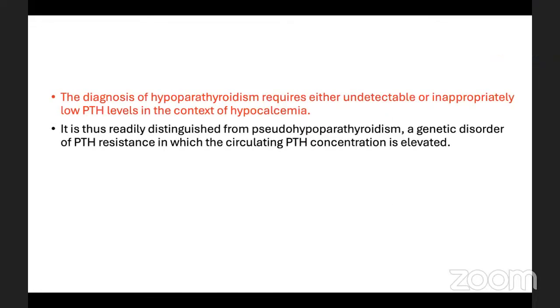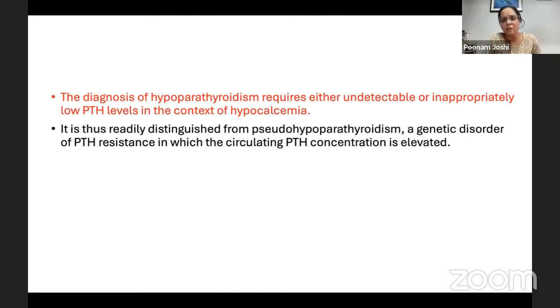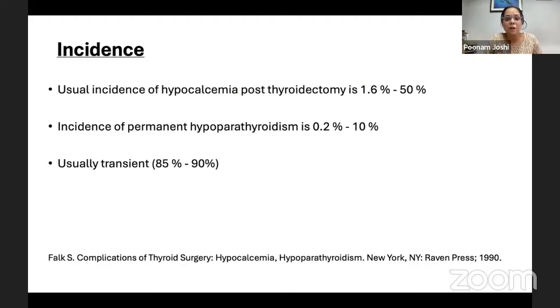How to make a diagnosis of hypoparathyroidism: usually very low levels of parathormone, or minimally detectable, along with hypocalcemia. So you have to differentiate hypoparathyroidism from other causes as well. If you see the incidence of hypoparathyroidism, we know there are several causes, and among them, hypoparathyroidism due to post-thyroidectomy is the most common cause. The usual incidence is a wide range, from 1.6% to 50%. However, the incidence of permanent hypoparathyroidism ranges from 0.2 to 10%. The transient is much higher, 85 to 90%.